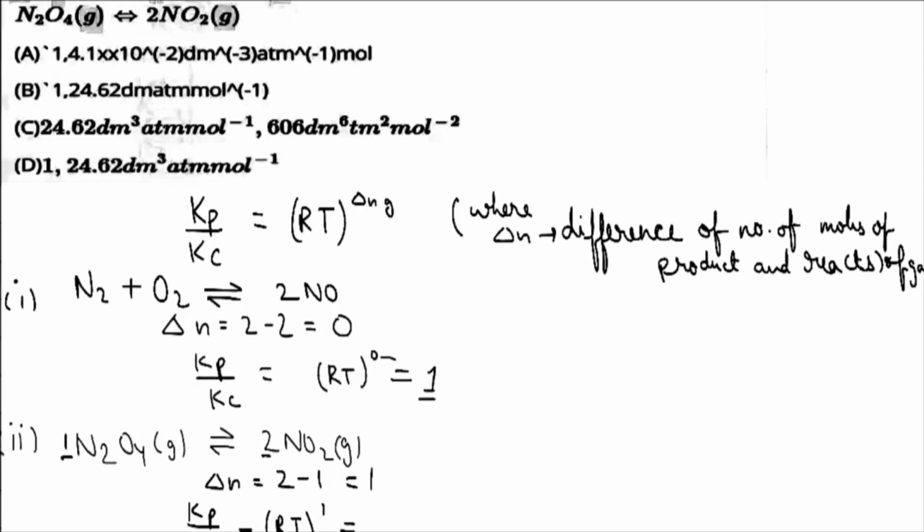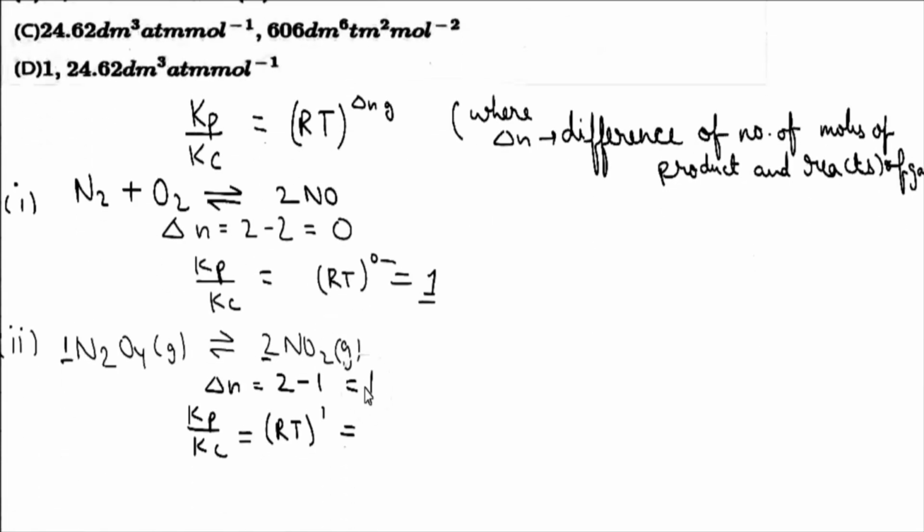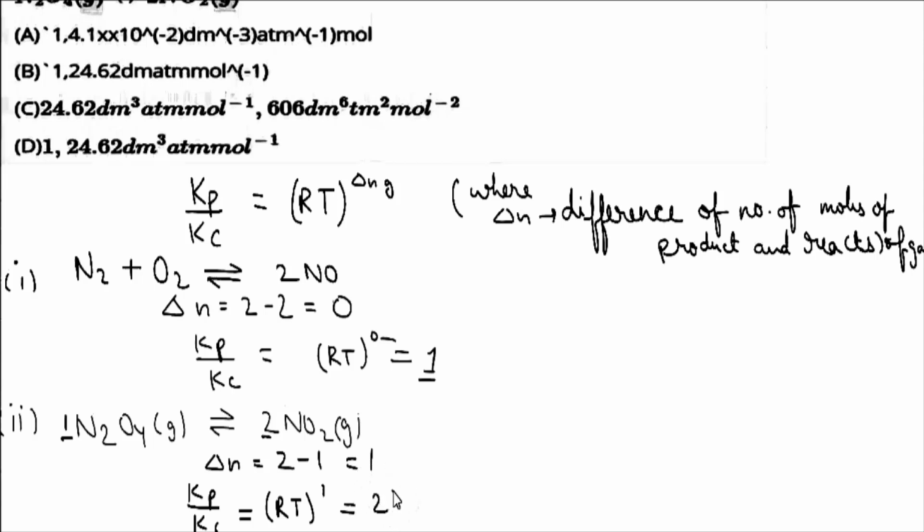Since the value of RT is given in the question, that is 24.62, putting the value, 24.62 decimeter cube atm mole inverse. So the answer is option D, that is 1 for reaction 1 and 24.62 for reaction 2. So the correct option is D. Thank you.